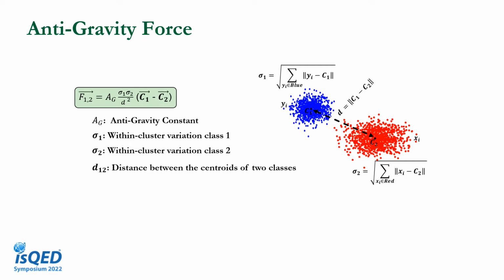For our paper, we define the mass of a class as the standard deviation of that class from its centroid, and the distance between each two classes is defined as the Euclidean distance between their centroids.